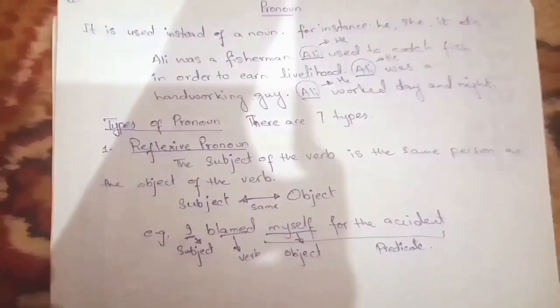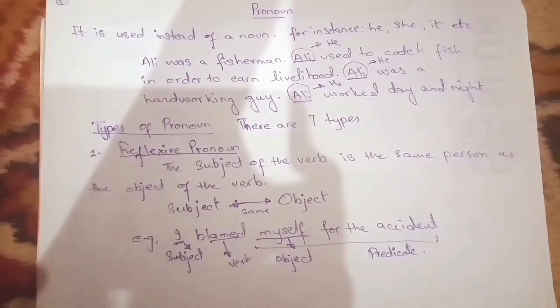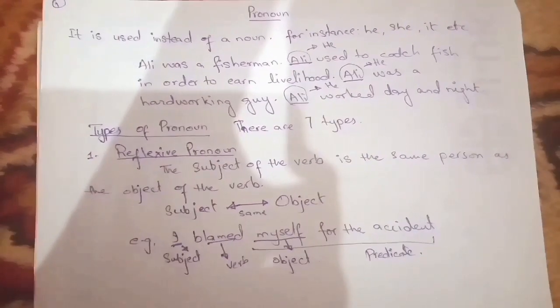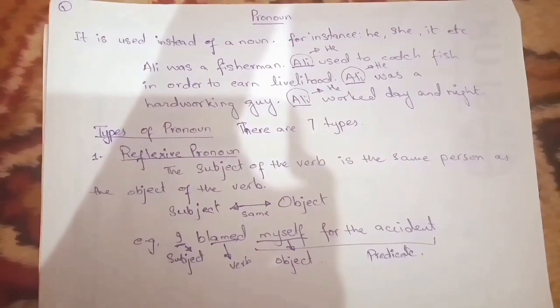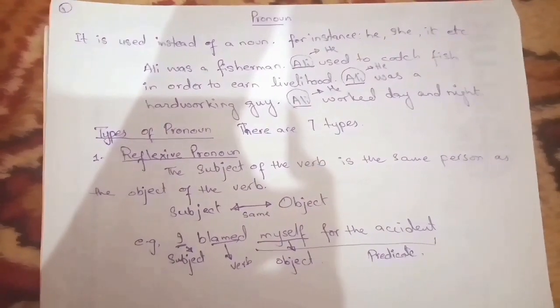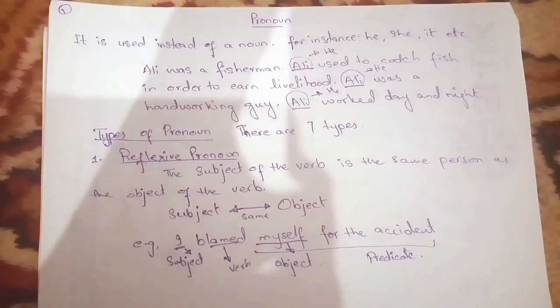I will quote a paragraph example and you will be more clear by learning from it. Ali was a fisherman. Ali used to catch fish in order to earn livelihood. Ali was a hard-working guy. Ali worked day and night.